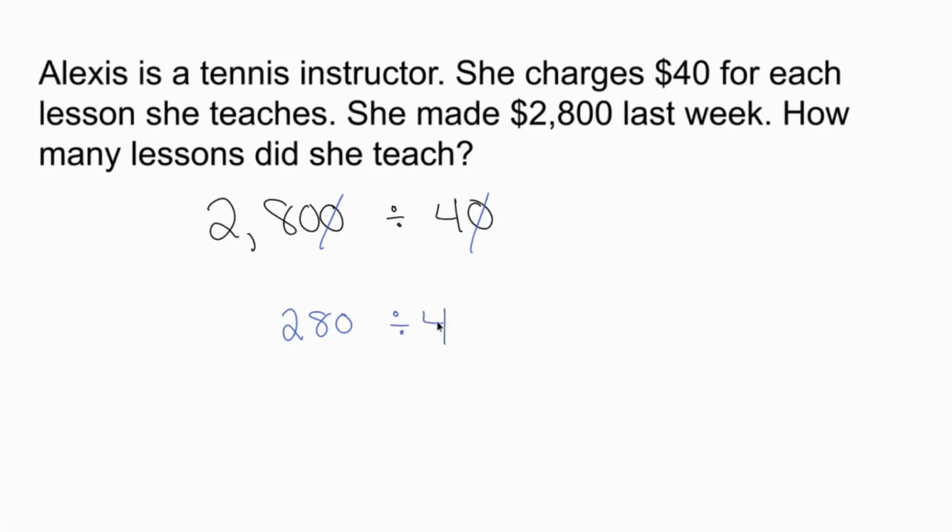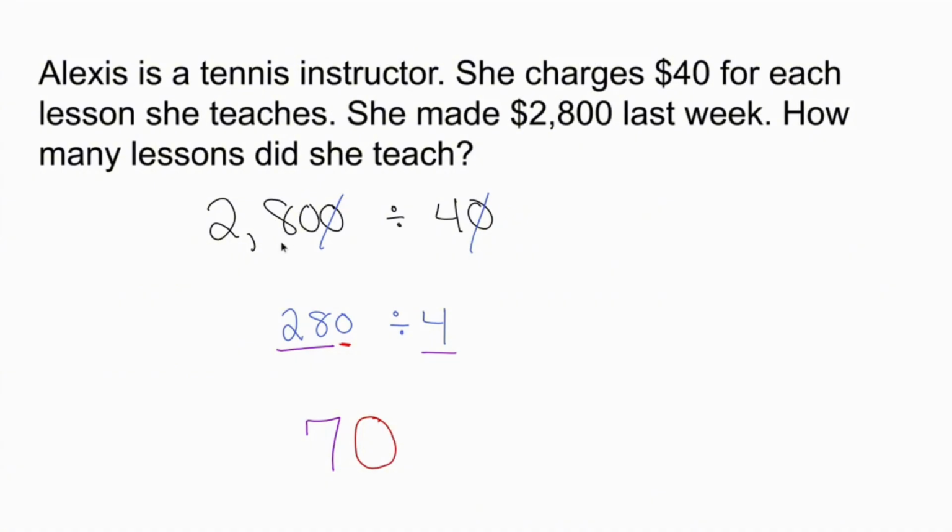So now this becomes the same as 280 divided by 4. Now, if we divide a multiple of 10 by a single digit, what we're going to do is divide the numbers that we can do. So we're going to divide 28 and 4 to give us 7. Now we have a 0 left over, so we are going to attach that 0 to here.